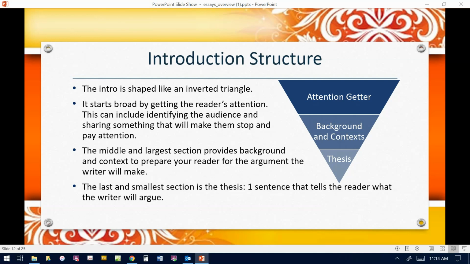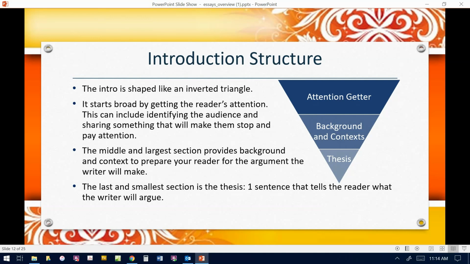We also want to say something that will get their attention. And we do that by making it clear how an issue is connected to them. The next section is the biggest part. This is background and context. So this is where we give information to the reader that they need to know to get them up to speed on the issue that we're tackling.